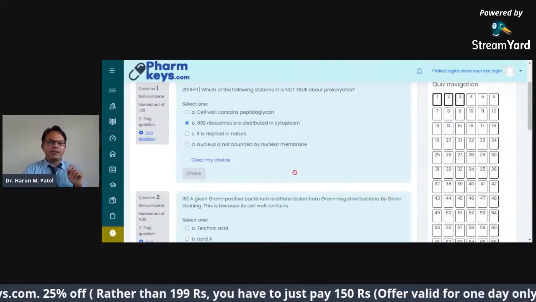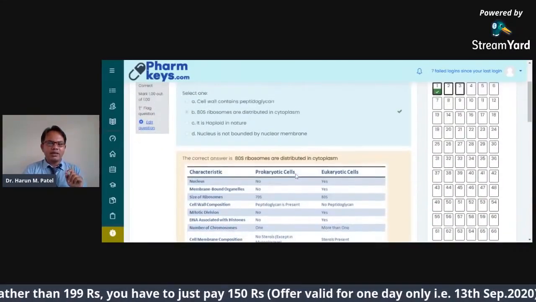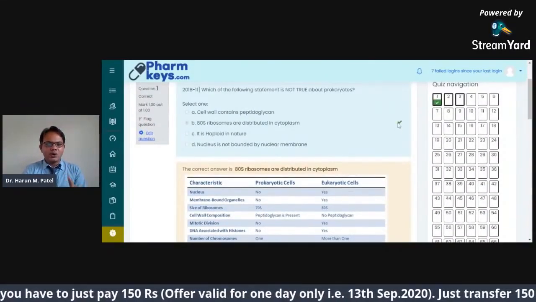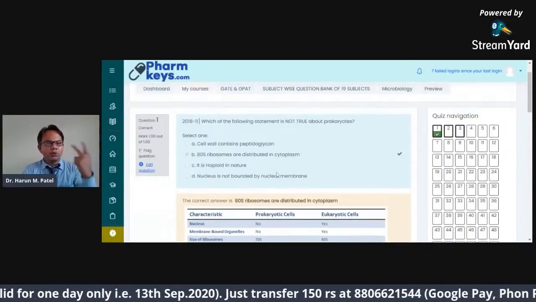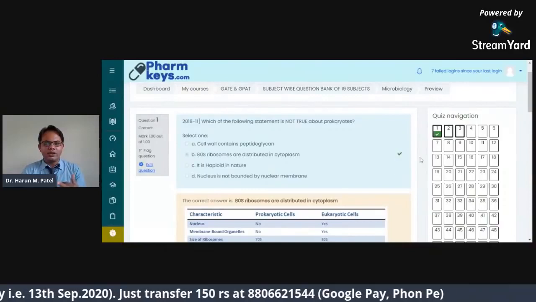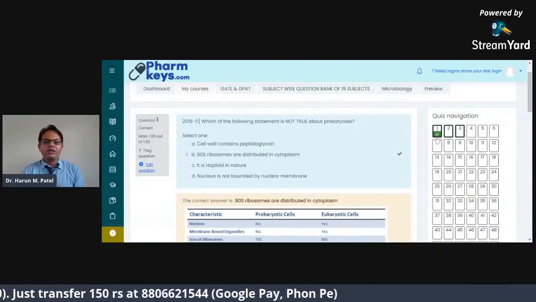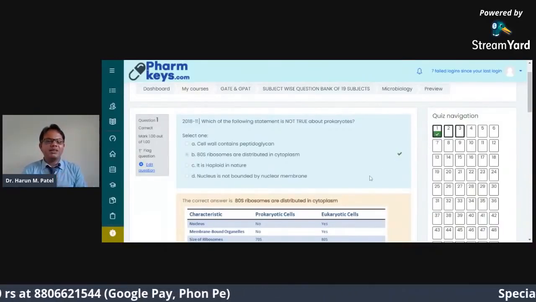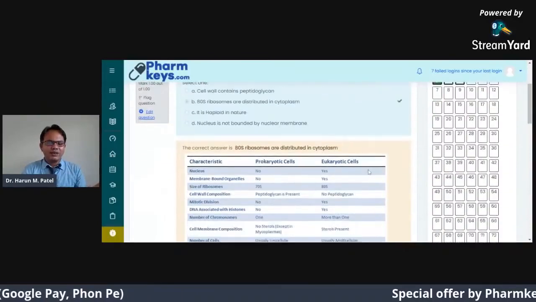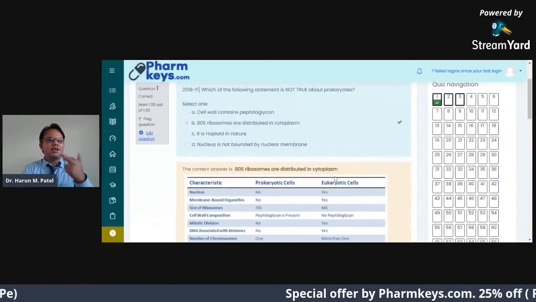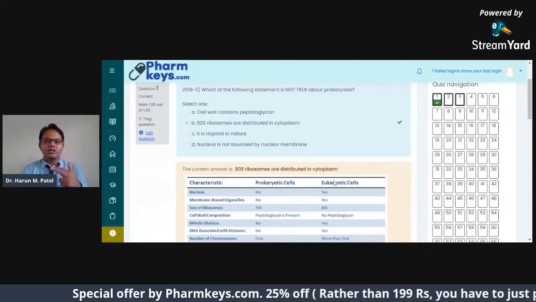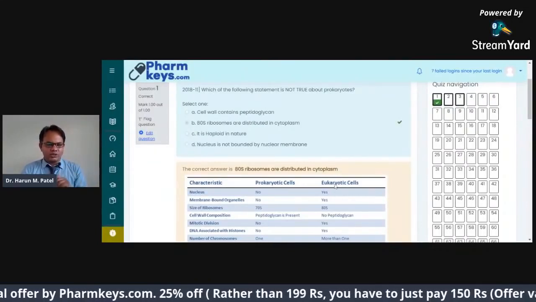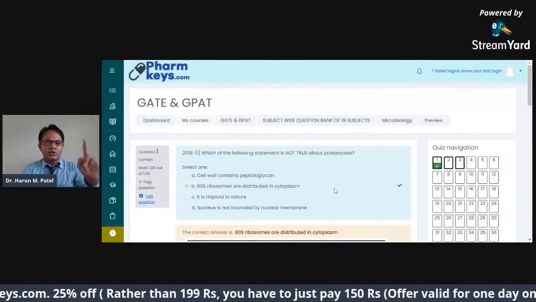This check button will immediately tell you whether the answer is right or wrong, and within a second it will give you the explanation in both conditions. You can see that on question number 1 a green color appears. Green indicates that your answer is right. In both conditions, whether your answer is right or wrong, it will show you the explanation, and immediately it will assign you the marks.